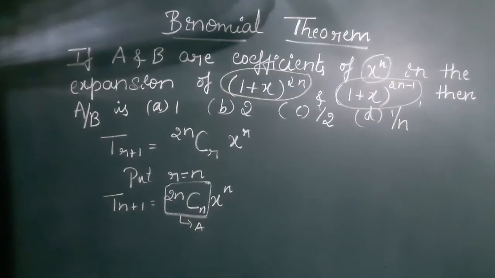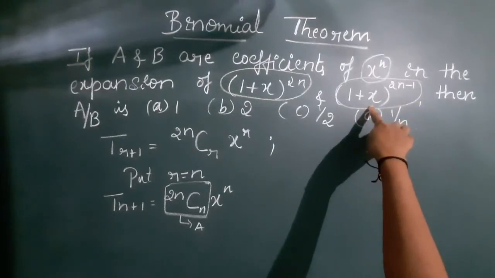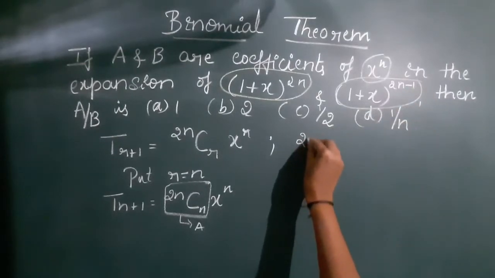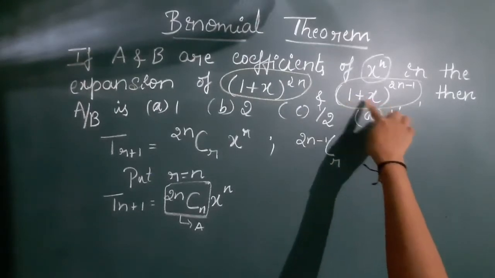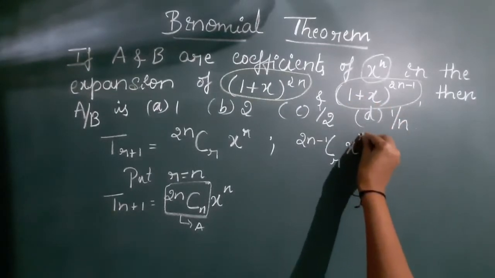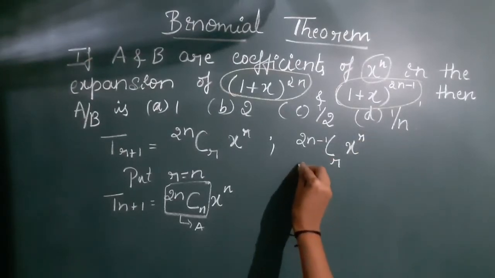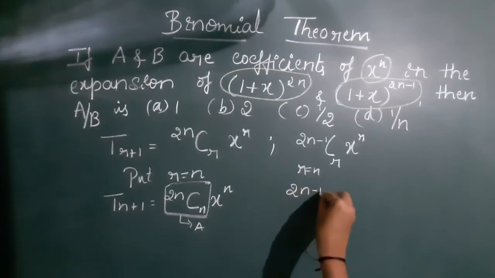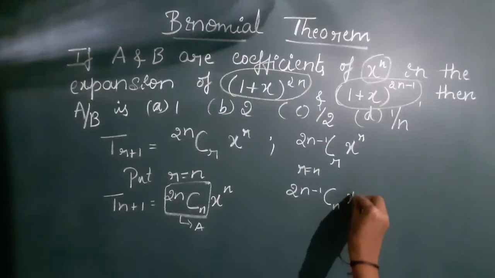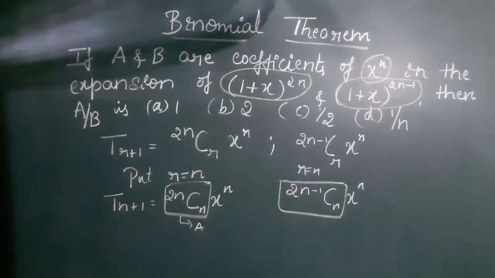So similarly, we'll find the value of B. In this expansion we will be finding the value of B. So it will be 2n minus 1 C r, right? 1 to the power n, then x to the power r. Here also, to get the coefficient of x to the power n, we have to substitute r is equal to n. Is it clear? So this will be now 2n minus 1 Cn x to the power n. So what is the coefficient of this? 2n minus 1 Cn.